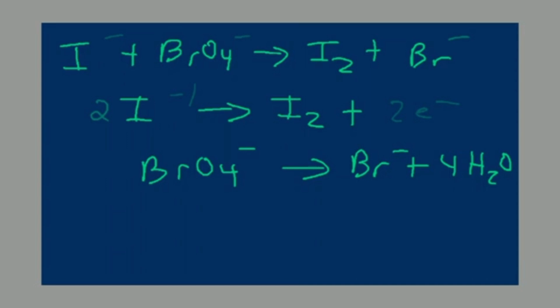Now let's move on to hydrogen. 4 times 2 is 8. So we need to add 8 H plus ions to the left side.